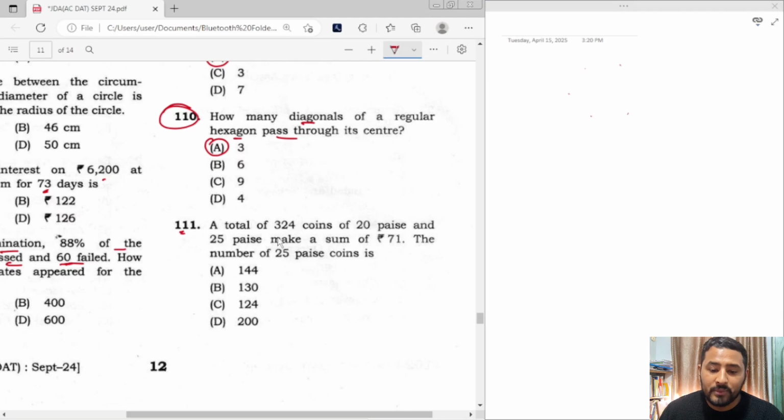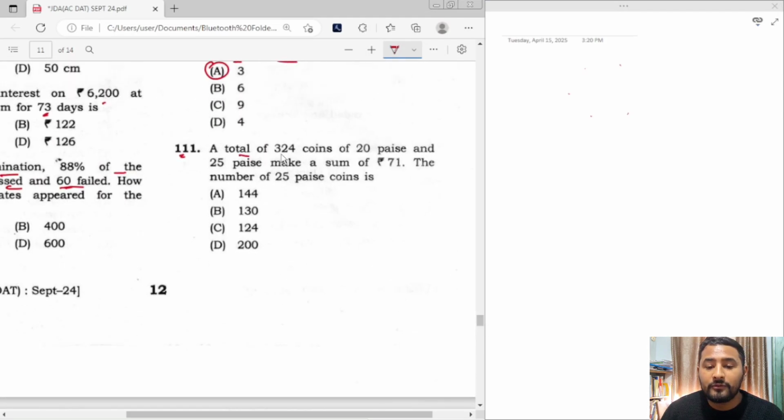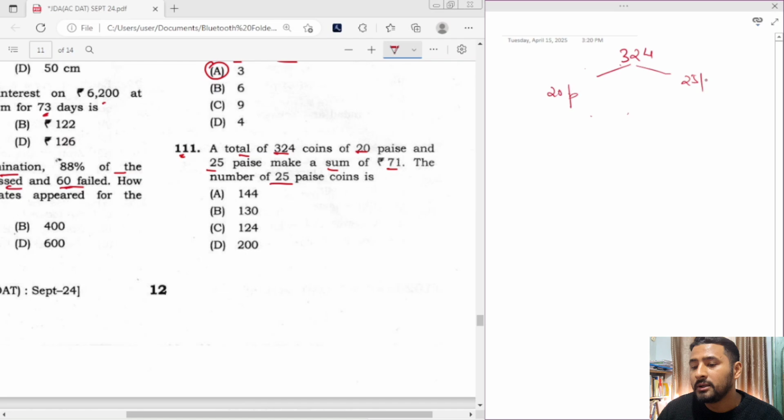Let's see. 111. A bit tricky question, but let's do it like this. A total of 324 coins of 20 paise and 25 paise make a sum of rupees 71. We need to find the number of 25 paise coins. The total is 324, made of 20 paise and 25 paise coins. If you add all these you get 324, but the sum of the values of the 20 paise and 25 paise coins should be 71.